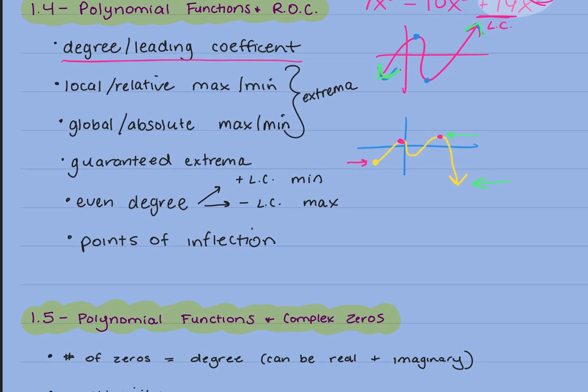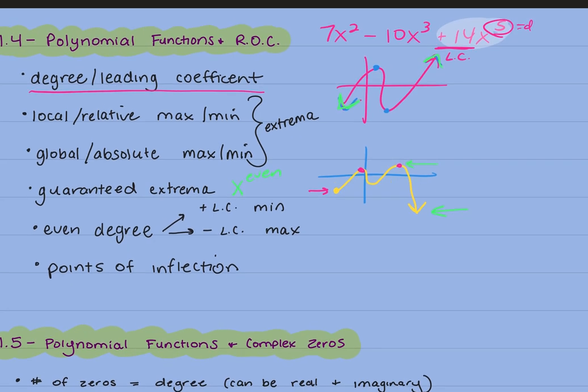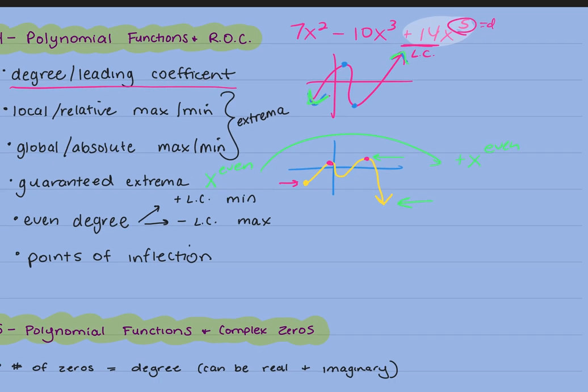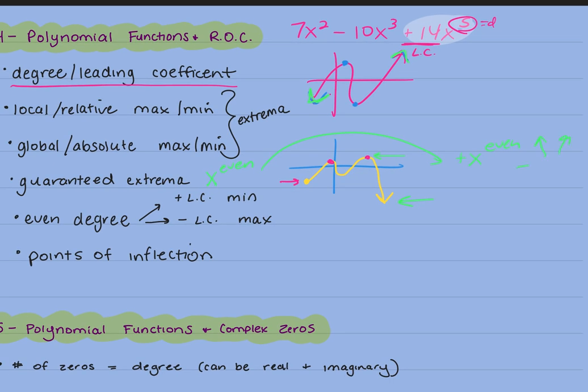Guaranteed extrema, remember that if it's an even power, there is guaranteed extrema. If it is a positive, then it's going to open up. Positive x to the even power means both arrows point up, so there's going to be a minimum. And if it's a negative x to an even power, then both my arrows point down and there's going to be a guaranteed maximum. And it would happen in between each set of zeros.